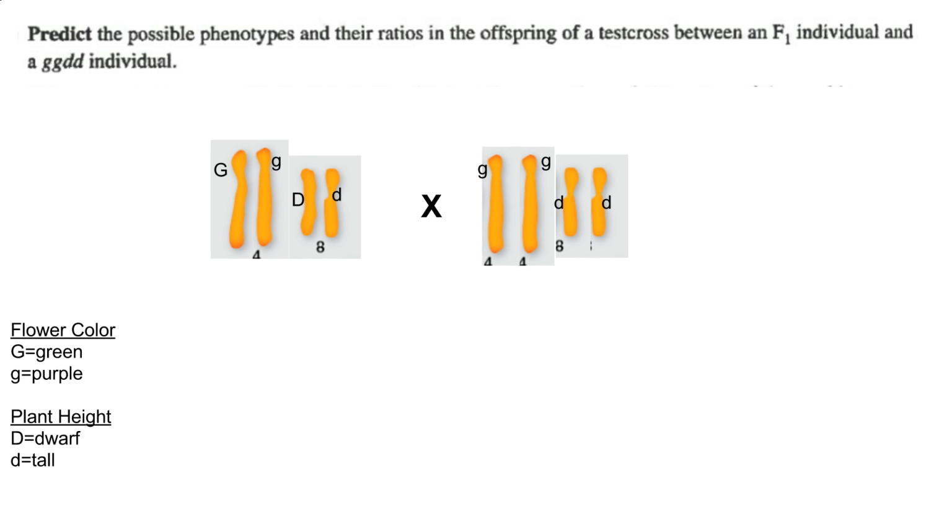Okay, so now the next part of that question, after we drew the different possible gametes and what they would look like with which letters, is to predict the possible phenotypes and their ratios, which is what we just did for the F2 generation. But instead of F2, they're doing a test cross between F1 and a homozygous recessive. So we are doing an F1, which is heterozygous. And again, it doesn't tell you what the letters are for F1. You need to know that F1 is heterozygous, and then ggdd. So ggdd is a purple tall.